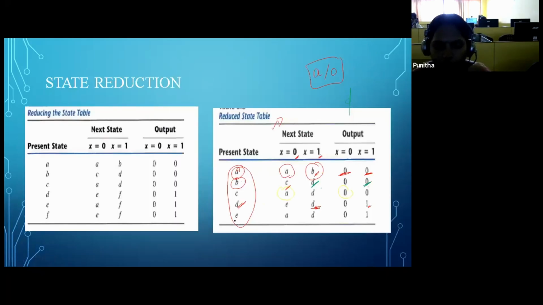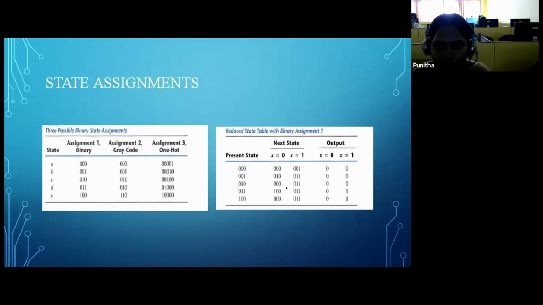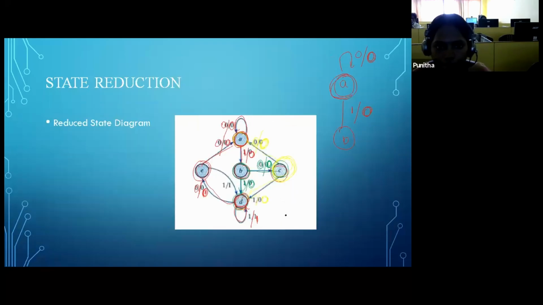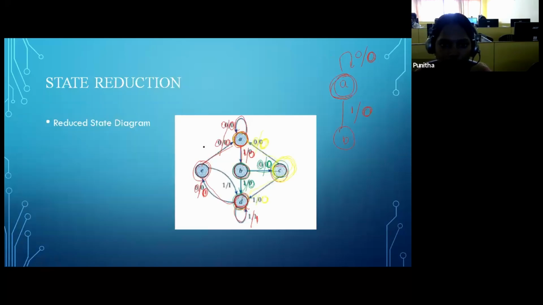Looking at state E, if I apply 0, the next state will be A and the output is 0. A0. Next, for E, if I apply 1 as the input, the output will be 1 and the next state is D. D1.